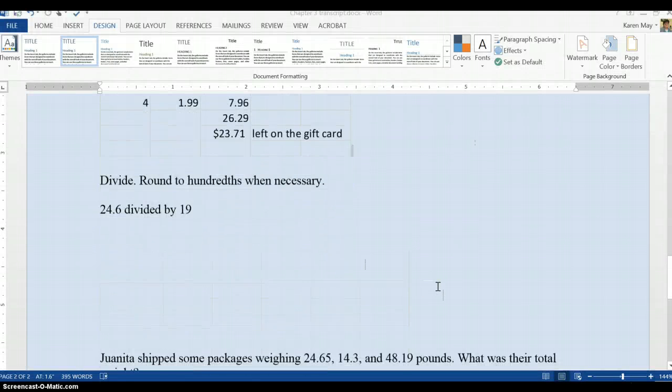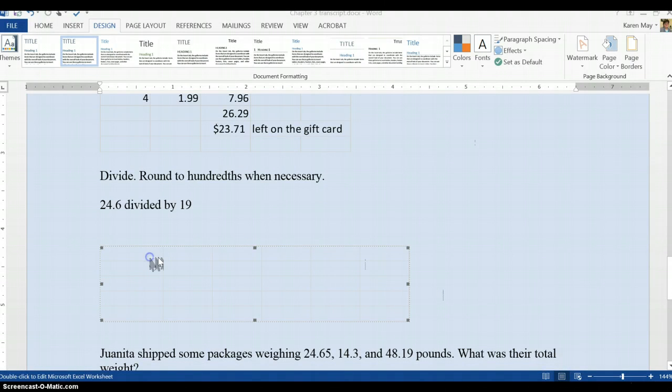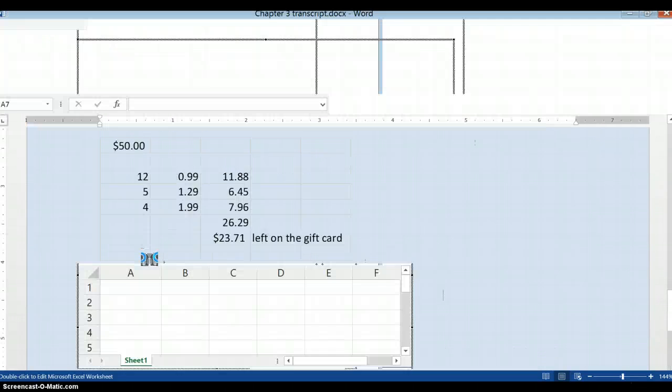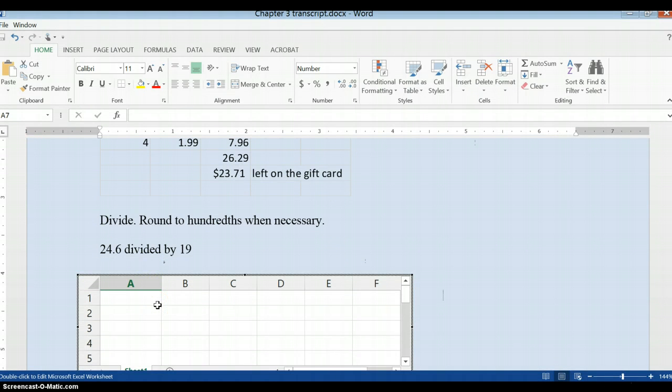Okay, the next one, this is just a simple one: divide, round to hundredths when necessary. And so what they're wanting us to divide is 24.6 divided by 19. I'm just going to go back up to cell 1, equals 24.6 divided by 19. And there's my answer, but always pay attention: round to hundredths when necessary, which is like a cents place. It's the second one.